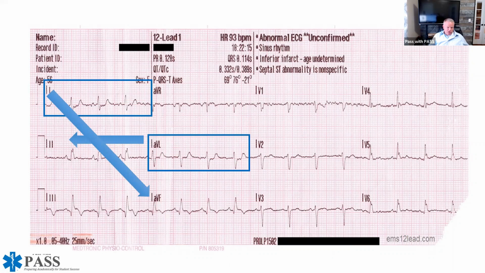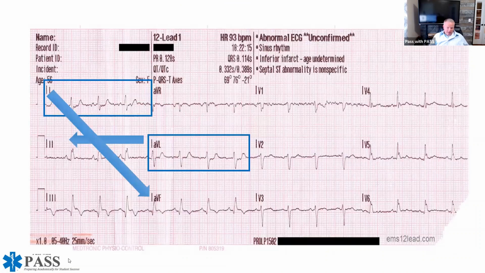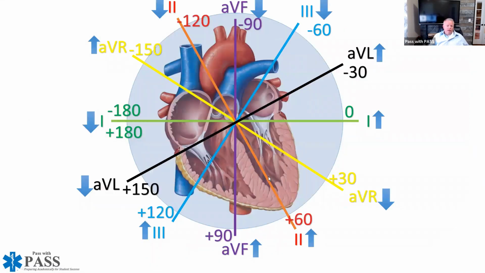I'm going to jump ahead here for just 1 second. Let me back up. I'm looking at AVL, and AVL is pointing back to lead 2. So if I'm at AVL and I'm looking back at lead 2, what is my axis at this particular point?